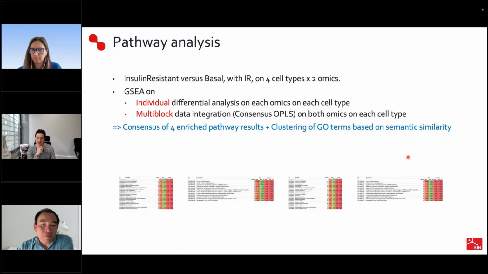So now we have a lot of GSEA results. We have two GSEA results from the individual differential analysis on genes and on proteins. We have two from genes and proteins from the multi-block consensus OPLS. So we have four tables. The goal now is to find a consensus of the four results and then to summarize the GO terms together using the semantic similarity between the GO terms.